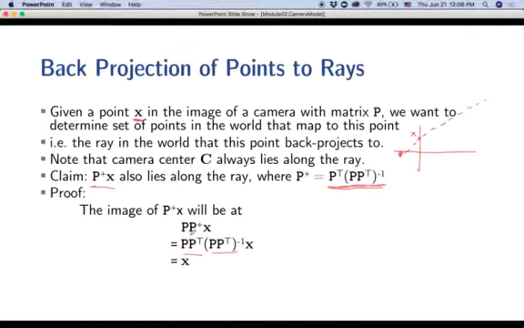In fact, we really did this backwards. That's why we chose this entity to be like this, because we knew that if I multiply it with P, it will cancel out. So that's a really simple, elegant proof. So therefore, P plus X must be along the ray.